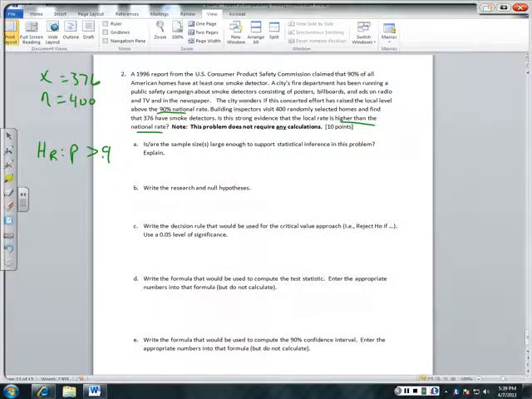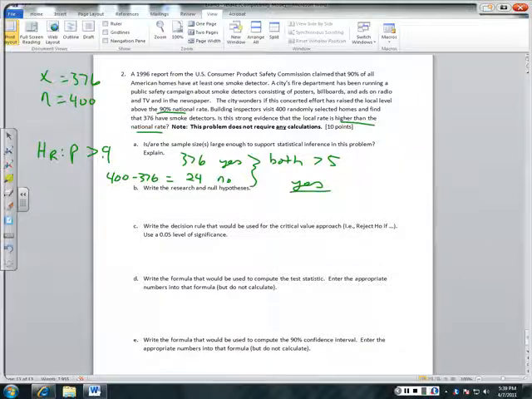Sample size is large enough. Explain. Well, there were 376 said yes, and 24, that's just 400 minus 376, no's. So those are both greater than 5, so yes. Write the research and null hypotheses. I've kind of got that over here already.